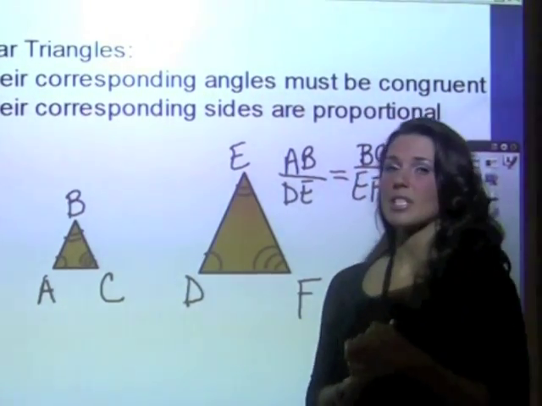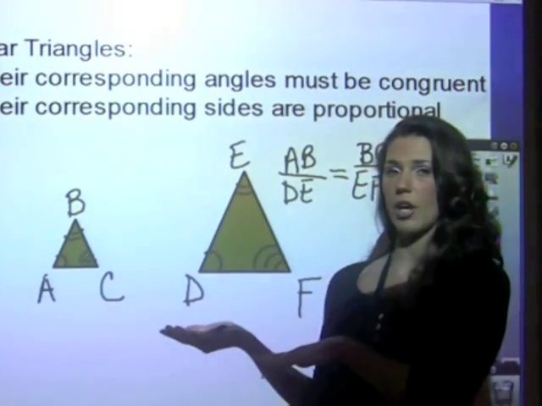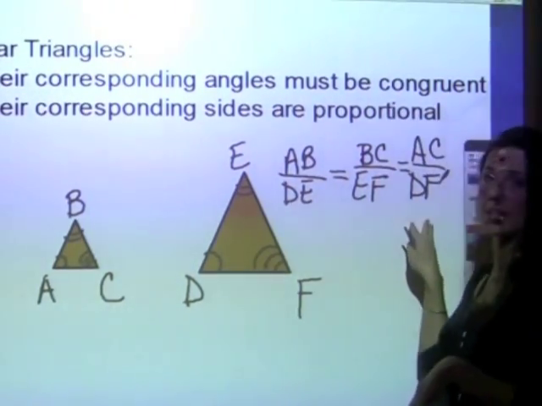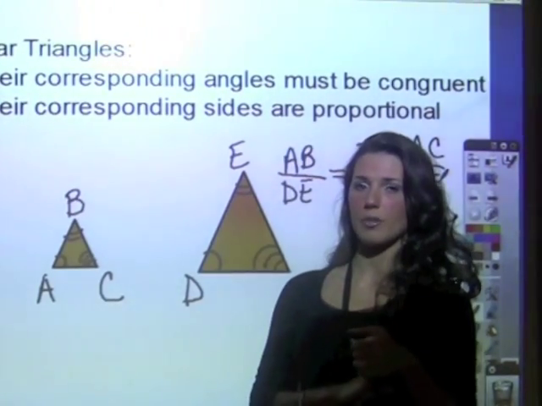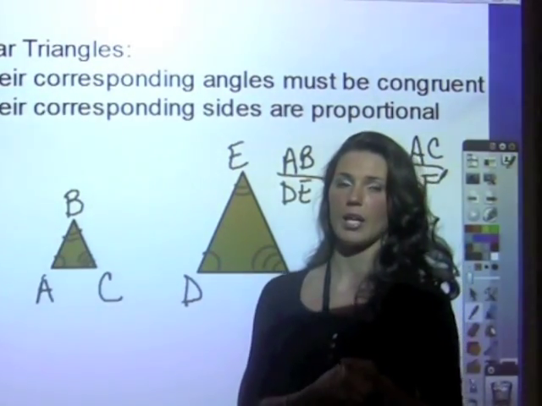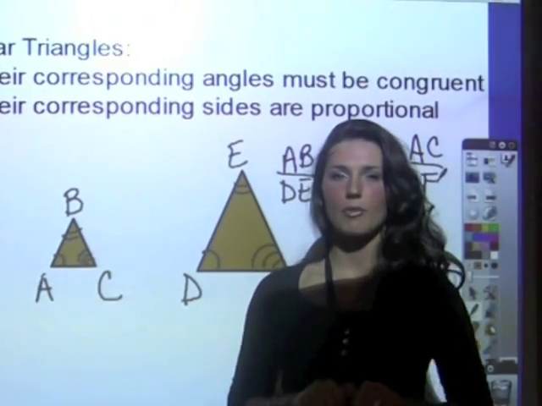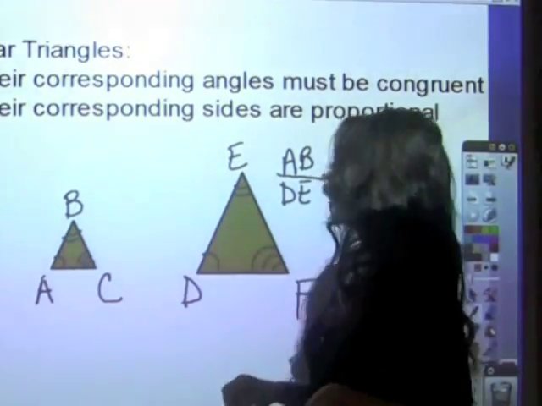So when you're looking for a missing side in triangles that are similar, set up a proportion like this. And then once you set up your proportion, all you have to do in order to find the missing side is cross multiply and then divide. Now I'm going to give you a problem to try on your own.